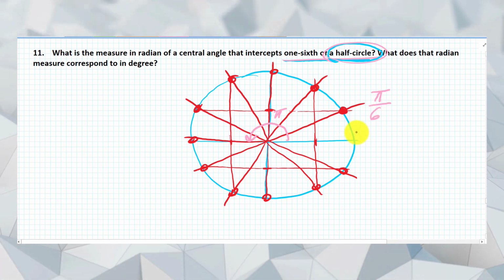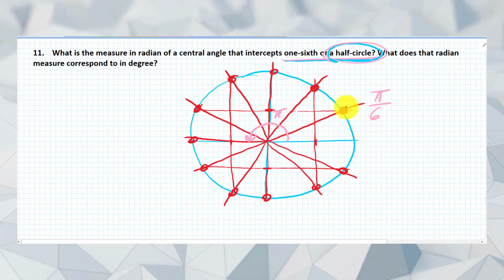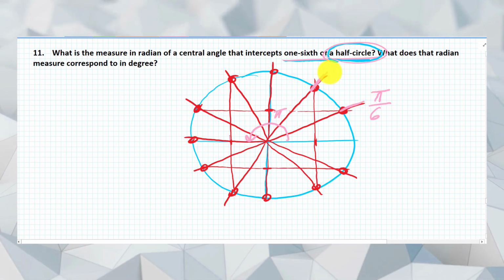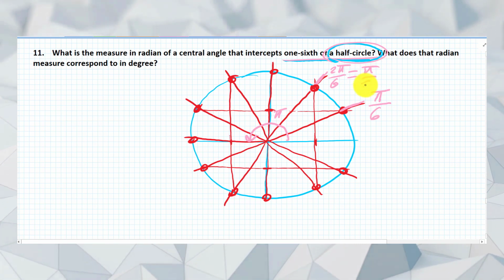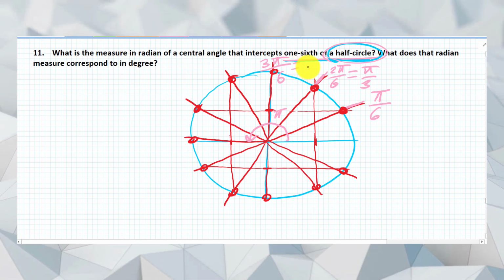And then you can do with that what we did with degree measure. You can count in pi over 6. That's 1 pi over 6 right here. This one is 2 pi over 6. 2 pi over 6 means pi over 3, right? 3 pi over 6, well, we already mentioned this one. That's a right angle.